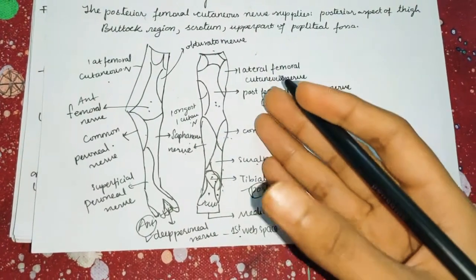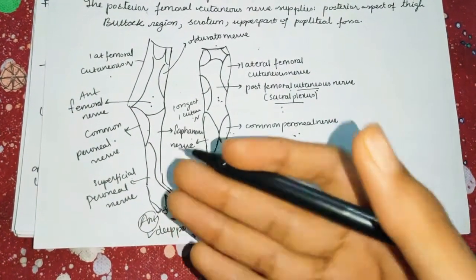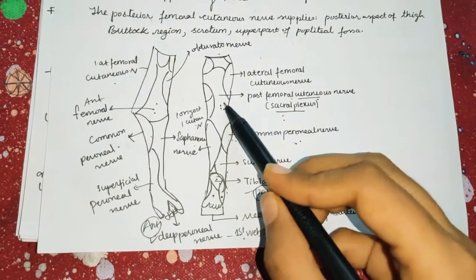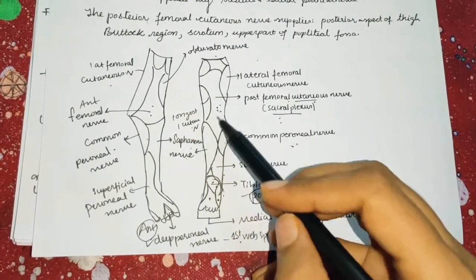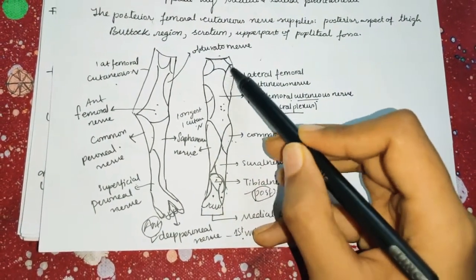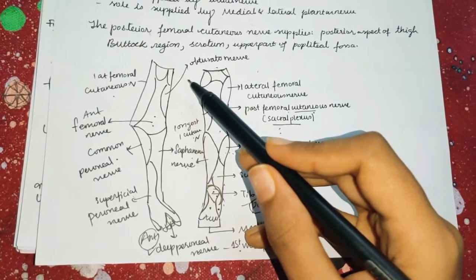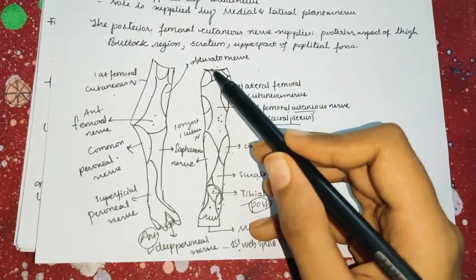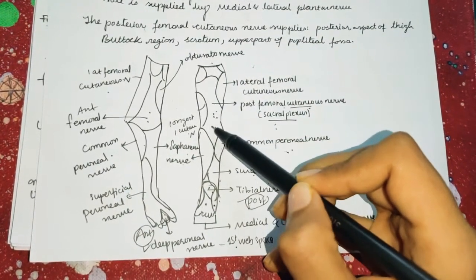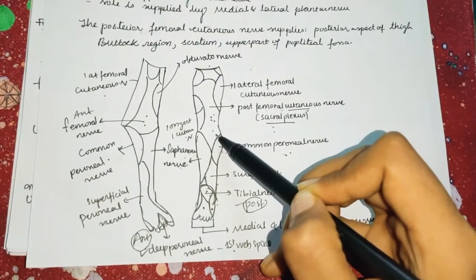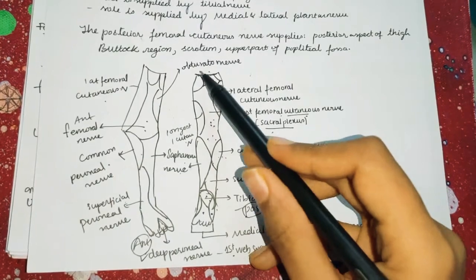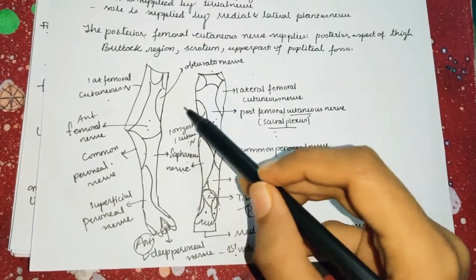We have discussed the thigh, the leg, and the sole and dorsum of the foot. Now one more thing is about the posterior femoral cutaneous nerve. It not only supplies the posterior middle part of the thigh, it also supplies some part of the buttock region. It also supplies the scrotum in the case of male, and the upper part of the popliteal fossa. You can see here clearly. So it supplies the upper part of the popliteal fossa, the middle part on the posterior side of the thigh, and also the buttock region and, in the case of male, the scrotum.